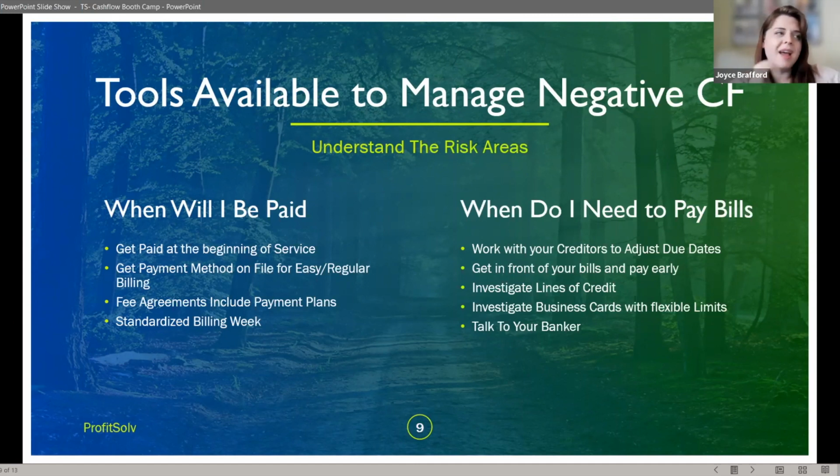So then after we have done the things we need to do to successfully get paid faster, and we'll talk about how you can do some of this within your practice management solution, let's talk about when you need to actually pay your bills. If you know that a huge portion of your bills are due 2 weeks before you have your billing week in your law firm, and it's constantly creating a negative cash flow scenario, call your creditors.